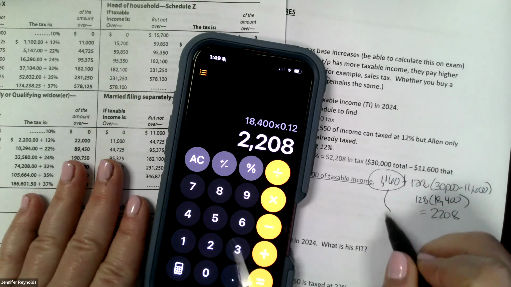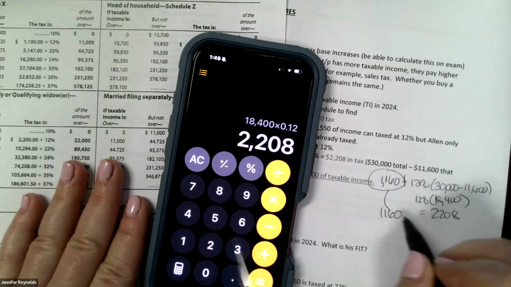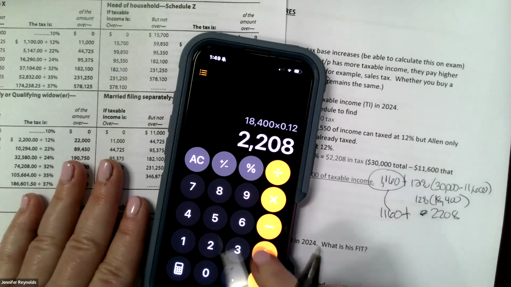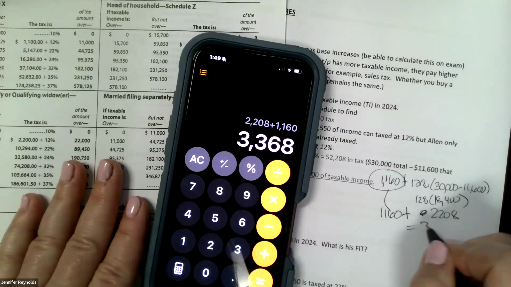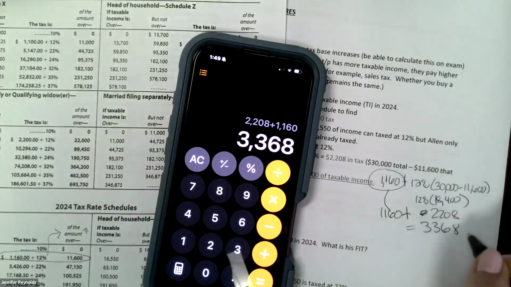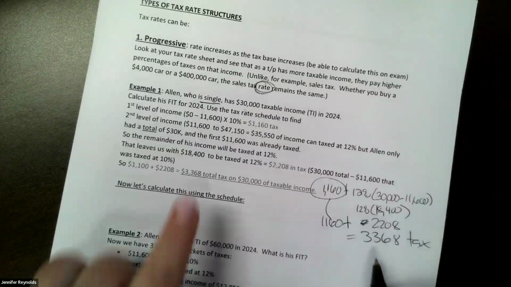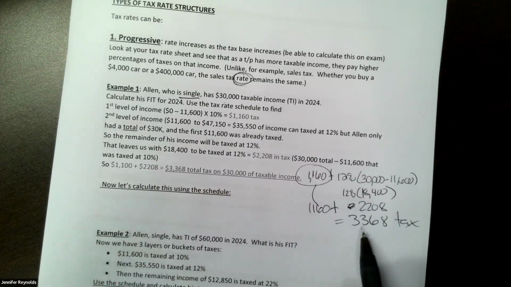Plus, we've got to add this 1,160 on that first 11,600 of income. So 1,160 plus 2,208 is 3,368. That is how much tax Alan is going to owe on 30,000 of taxable income.